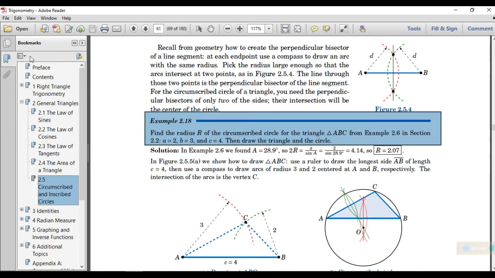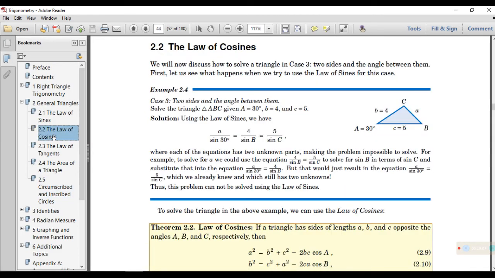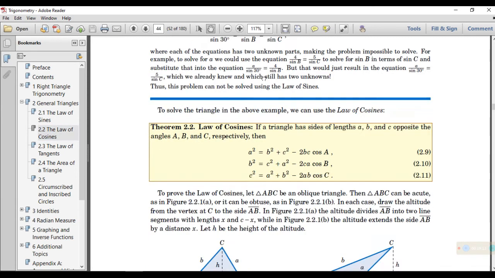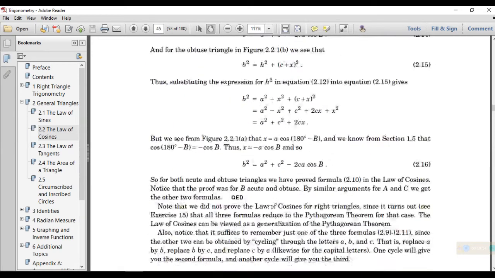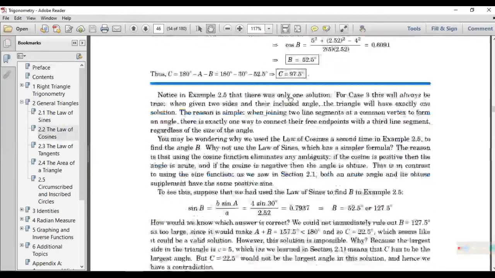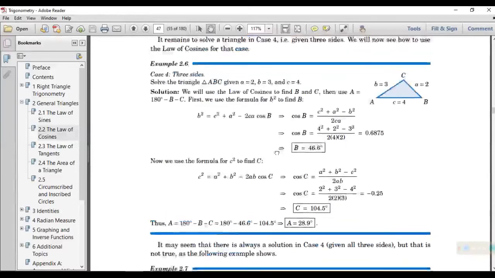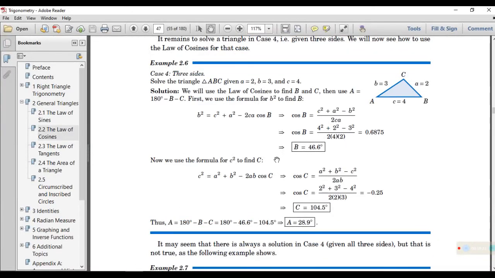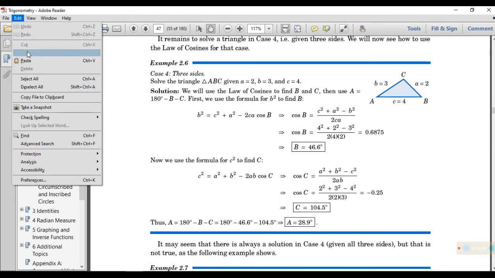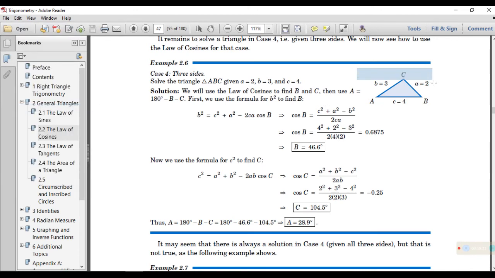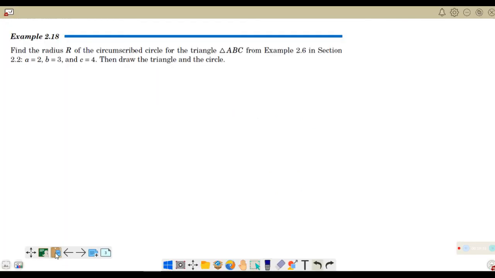So, balikan ko to, si 2.6. Tapos, nasa 2.2 daw siya. 2.6. Tapos, ipipaste ko dito sa ating board para kita natin yung figure. Gagawan daw natin siya ng circle na magsi-circumscribe sa kanya. This is the figure representing our triangle ABC. Paste ko lang siya dyan.